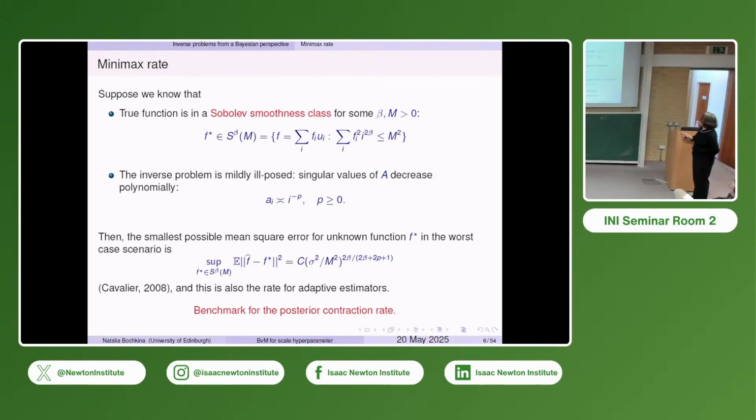Okay, so just to set the benchmark. For the Sobolev spaces and mildly ill-posed inverse problems, where beta is the unknown smoothness and p is the level of ill-posedness, the minimax rate is known. You can remember sigma squared is 1 over n, so it's approximately n to the power minus 2 beta over 2 beta plus 2p plus 1, right? So that's going to be our benchmark.